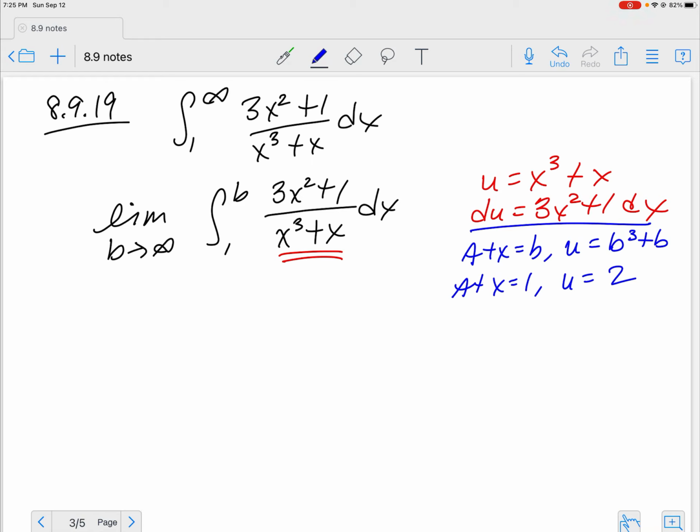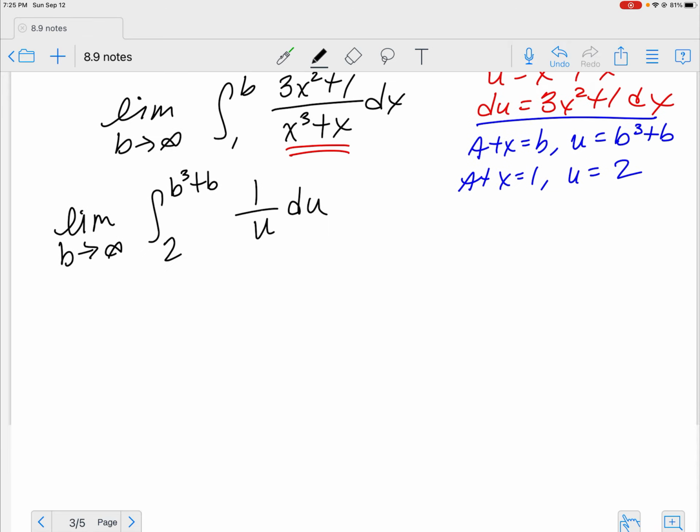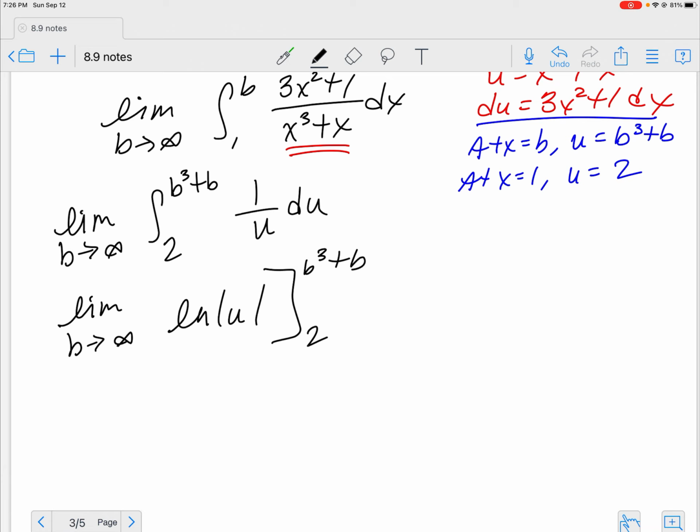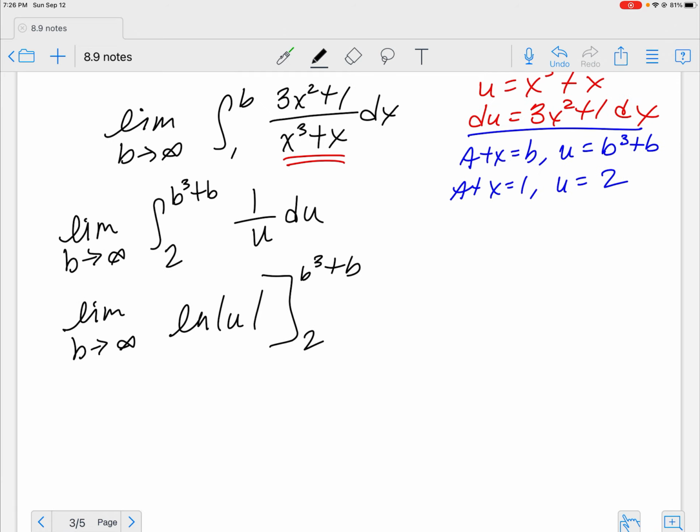When you do a conversion, you're still taking b to infinity, but you have to change those bounds. And don't look back. Keep moving forward with your new bounds. I don't know how to say that any more than what I already do. So now this is 1 over u du. Natural log, right? Sweet. So the limit as b approaches infinity of the natural log of u from 2 to b cubed plus b.